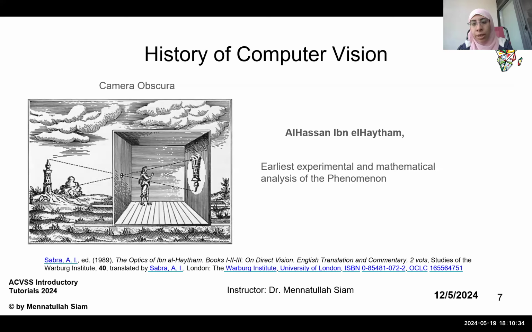Another aspect that you need to consider when talking about the history of computer vision is how even the basic sensing device, the camera, started. One of the pioneer scientists that started the earliest experimental and mathematical analysis of the phenomena from the camera obscura is Hassan ibn al-Haytham, and he basically tried to describe what we call the pinhole model, and this time we will actually be discussing the basics of the pinhole model.